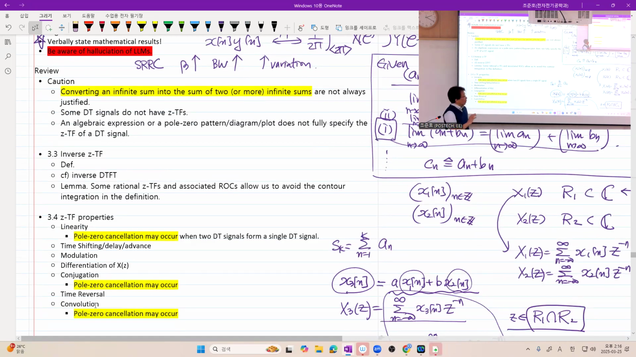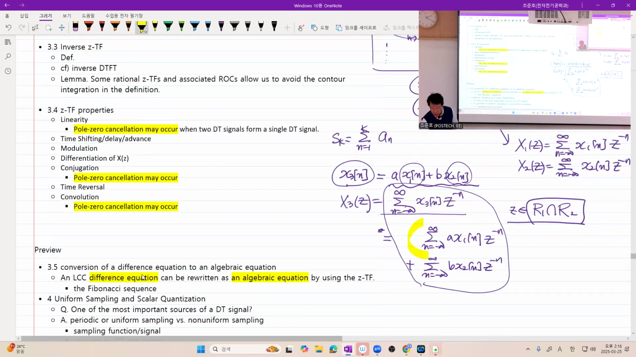And this observation directly gives us then when the region of convergence is bigger than the intersection. And in most of the cases, not always, but most of the cases, it is because pole zero cancellation occurs. So it's like, suppose this is some rational function of z. And this is also another rational function of z.